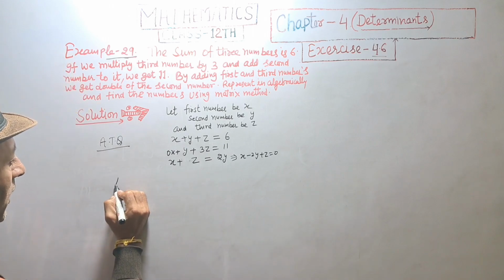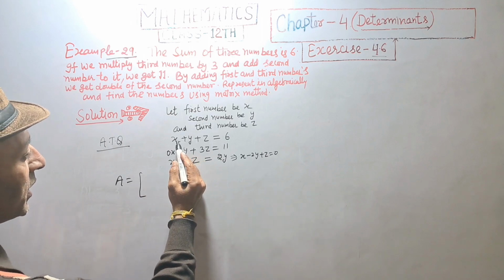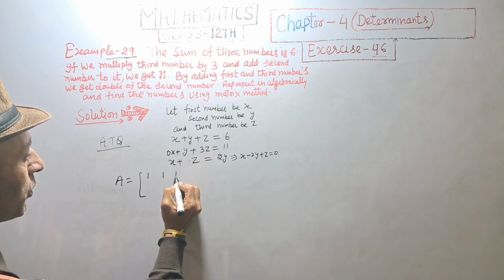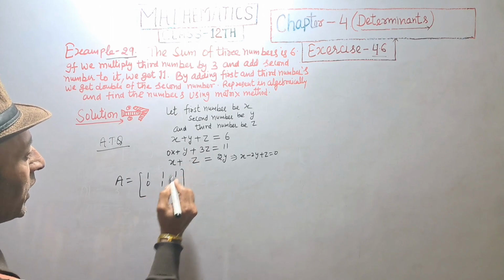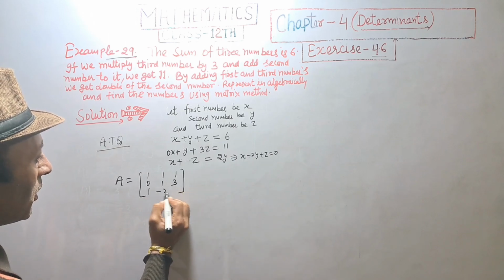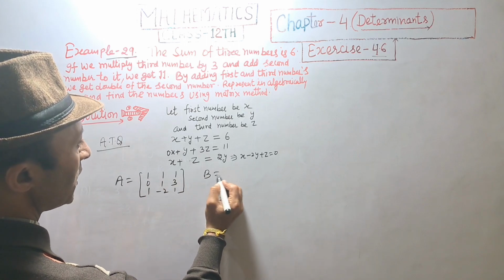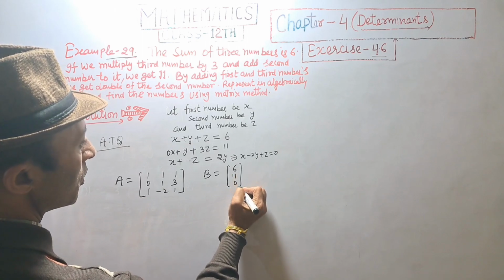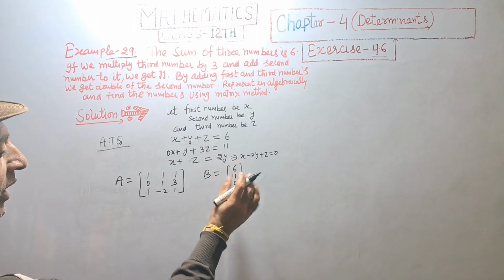In matrix form, A is equal to: coefficients of x is 1, y is 1, z is 1; and coefficients of x is 0, y is 1, z is 3; and coefficients of x is 1, minus 2 and 1. That's A. And B is equal to 6, 11 and 0. So the value of B is 6, 11 and 0.